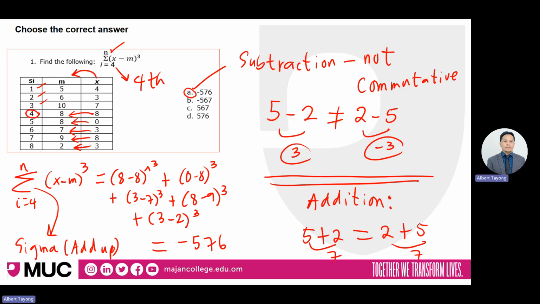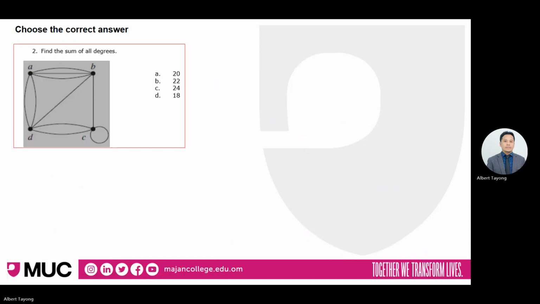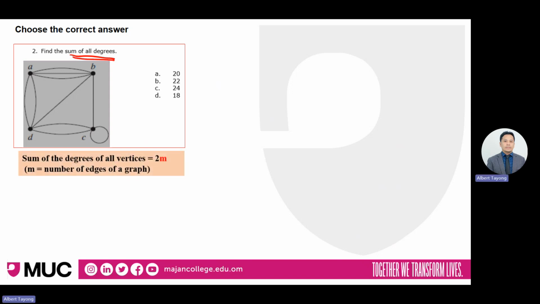Let's proceed to the second question. Answer is negative 576. Okay, here you're going to find the sum of all degrees. The shortcut to find the sum of all degrees is 2m, where m is the number of edges of the graph.